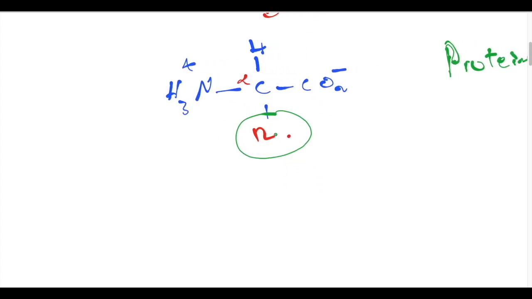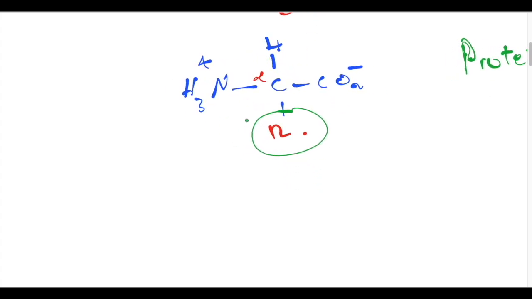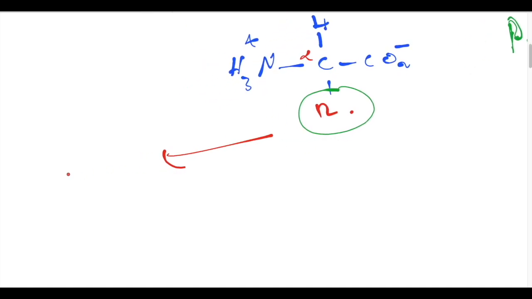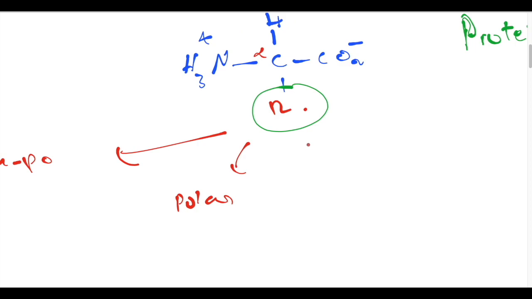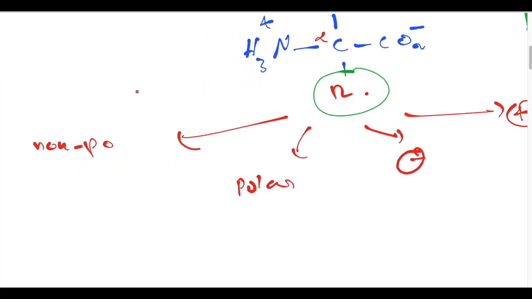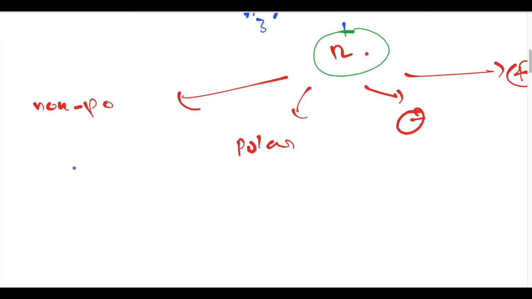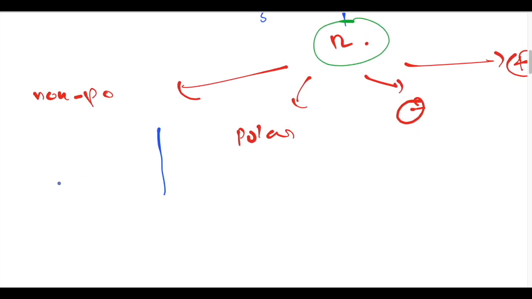And according to the side chain, we can classify the amino acids into 4 groups: the amino acids that have a non-polar R chain, a polar side chain, a negatively charged side chain, and a positively charged side chain. We give an example for each class. The non-polar amino acid is, for example, alanine, which has this structure.